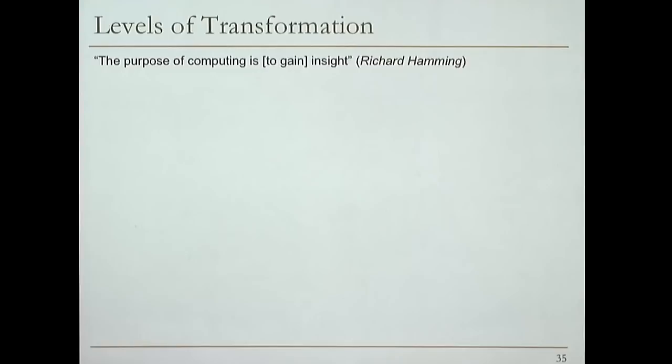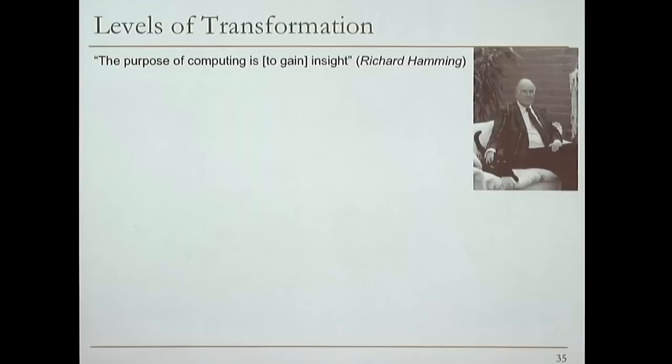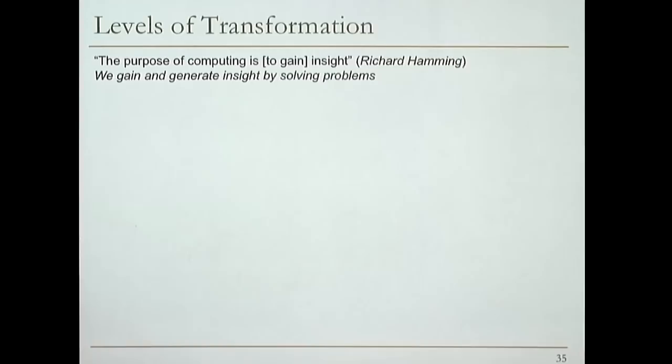Is this a cat or a dog? Even that's insightful. You want to distinguish. That's a simple classification problem, right? But you want to do even more. You want the computer to understand you and do something for you. But in the end, the goal is to enable something insightful and useful. And this is Hamming, and even at the time he had a cat over there. And probably the computer wasn't able to recognize that there was a cat over there. But today, they do. So we gain and generate insight by solving problems.